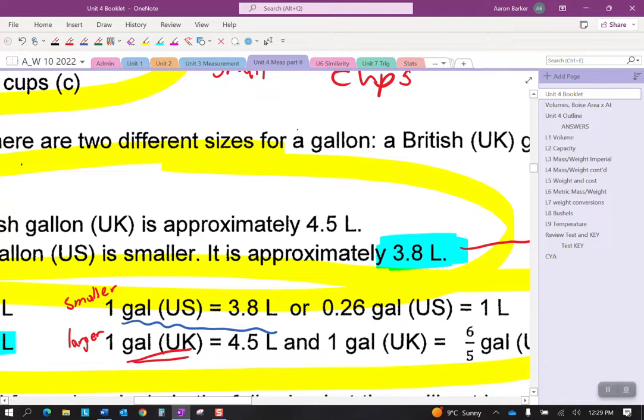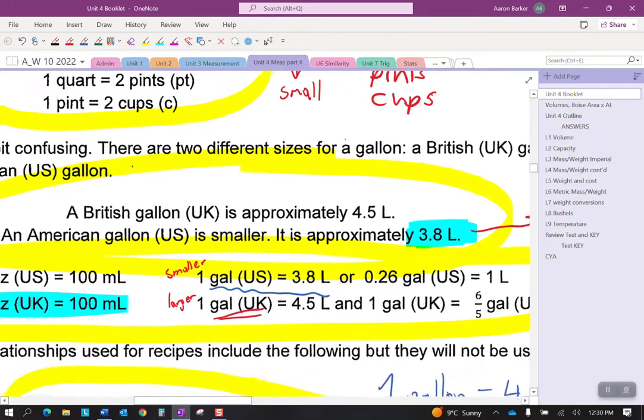You might as well, for the sake of today, use 3.8 liters. Keep in mind the US is smaller, so write down smaller. And the UK gallon is larger, so you can write down the word larger. Okay. And I would just focus on the first conversion factor. Don't focus on the next one. It's only like 1/5 bigger, right? It's very, very similar in size. It's 1/5 of a gallon bigger.